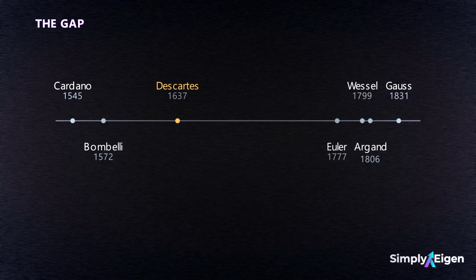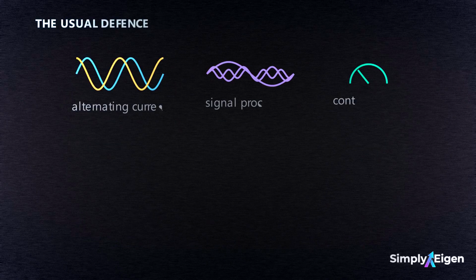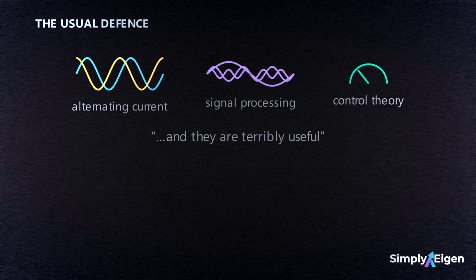Look at the gap this all sits in. Cardano hits them in 1545. The correct picture is finally drawn in 1806. That is 261 years of people using these things successfully, while insisting they were not really there. And Descartes names them imaginary in 1637, 169 years before anyone drew the picture that would have shown him he was wrong.